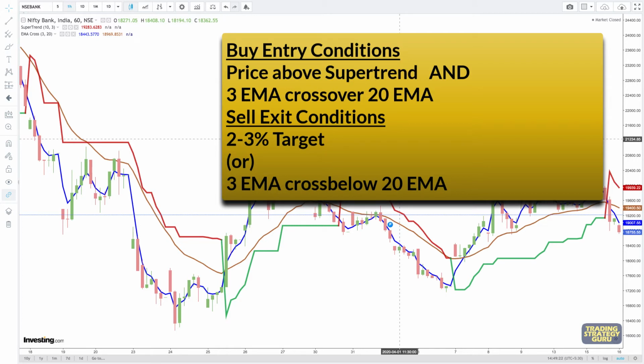You can keep 2-3% initial target. You can exit when 3 EMA crosses down 20 EMA. You can also use SuperTrend reversal for exit.